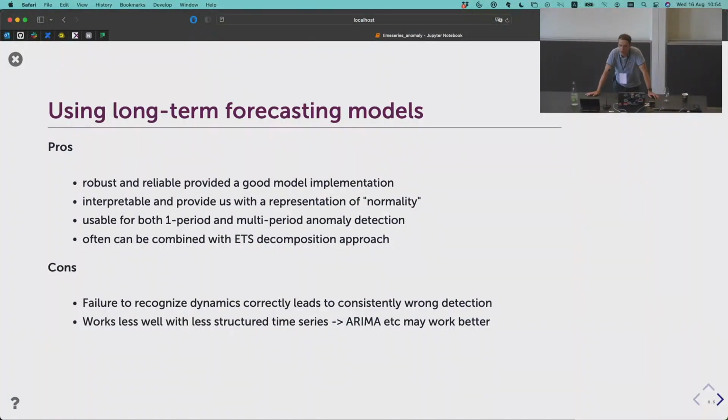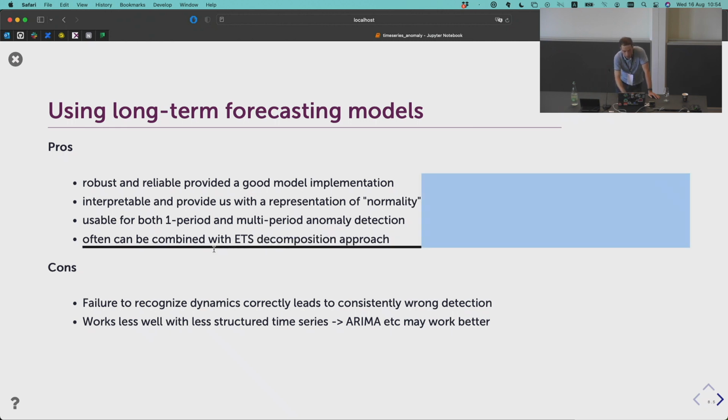So to summarize this one, while this does require a bit more effort, this is probably so far the most robust and reliable approach to acquire the anomalies in this case. It provides a nice representation of what we call normality, right? We can project it for any amount of time in the future, provided that the model is good.